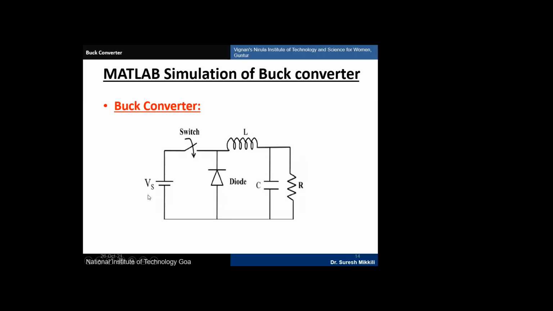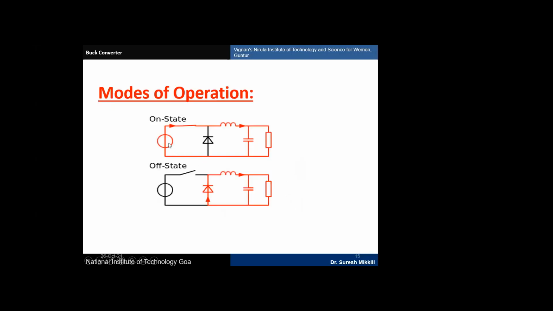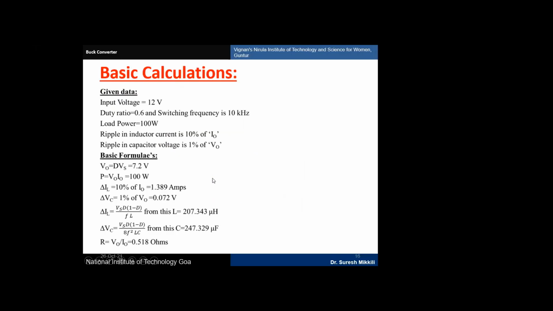Okay, so the voltage source is there. There is a switch. There is a switch. So the L and C are there. During the on state condition, L and C are there. During the off state condition, only the inductor will release its energy, and through the capacitor and the diode it will be going.